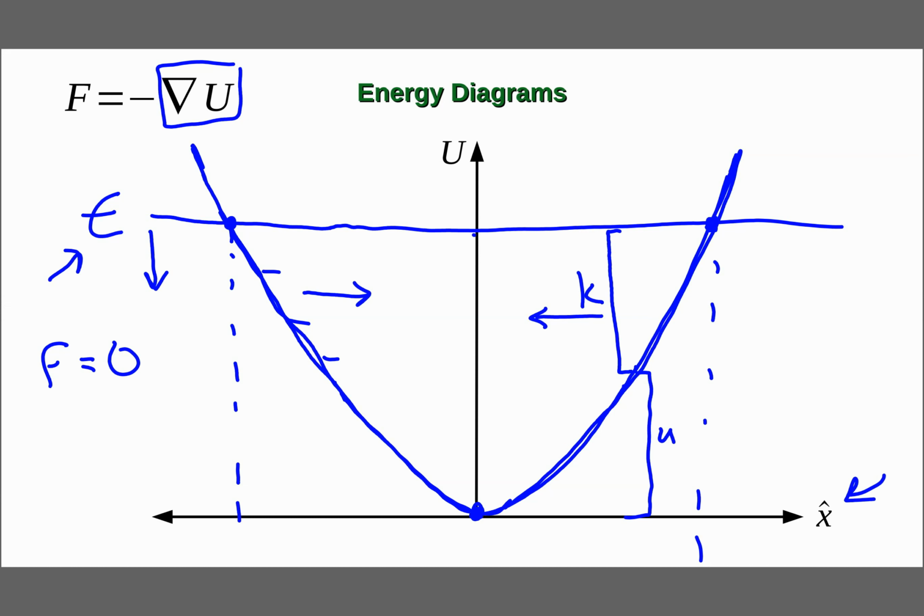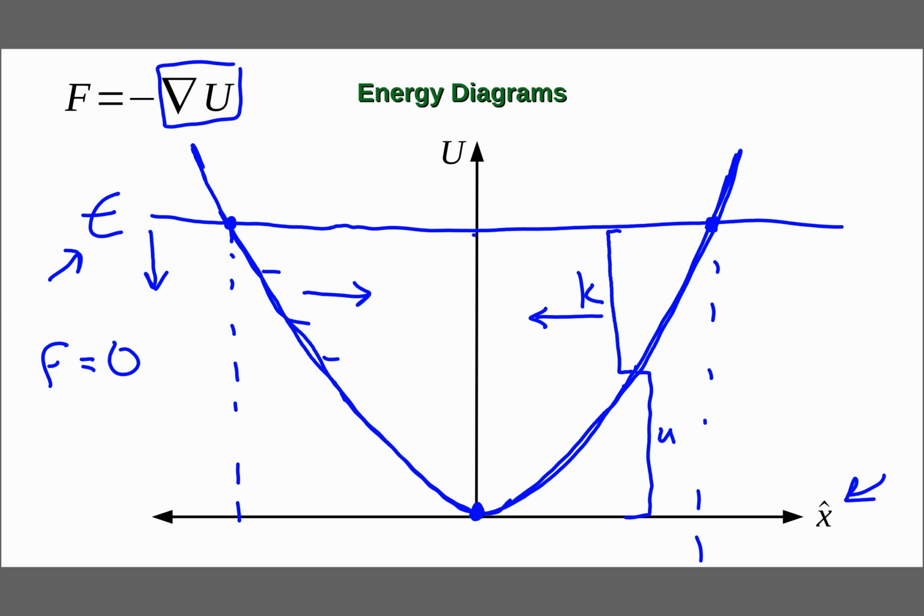Now, it doesn't have to be perfectly symmetrical. It doesn't have to be whatever this monster that I drew is. It doesn't have to be a perfect parabola. It can have lots of different shapes, but a valley like this, a local minimum in the potential, is always going to be a stable equilibrium.